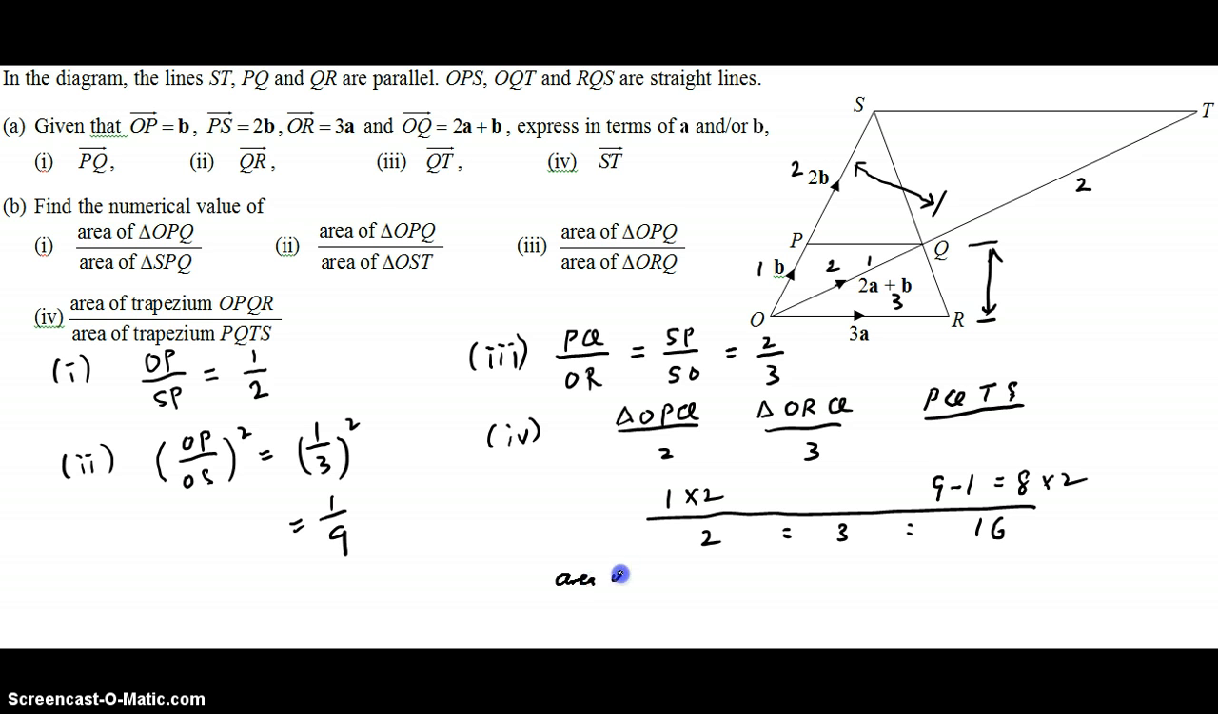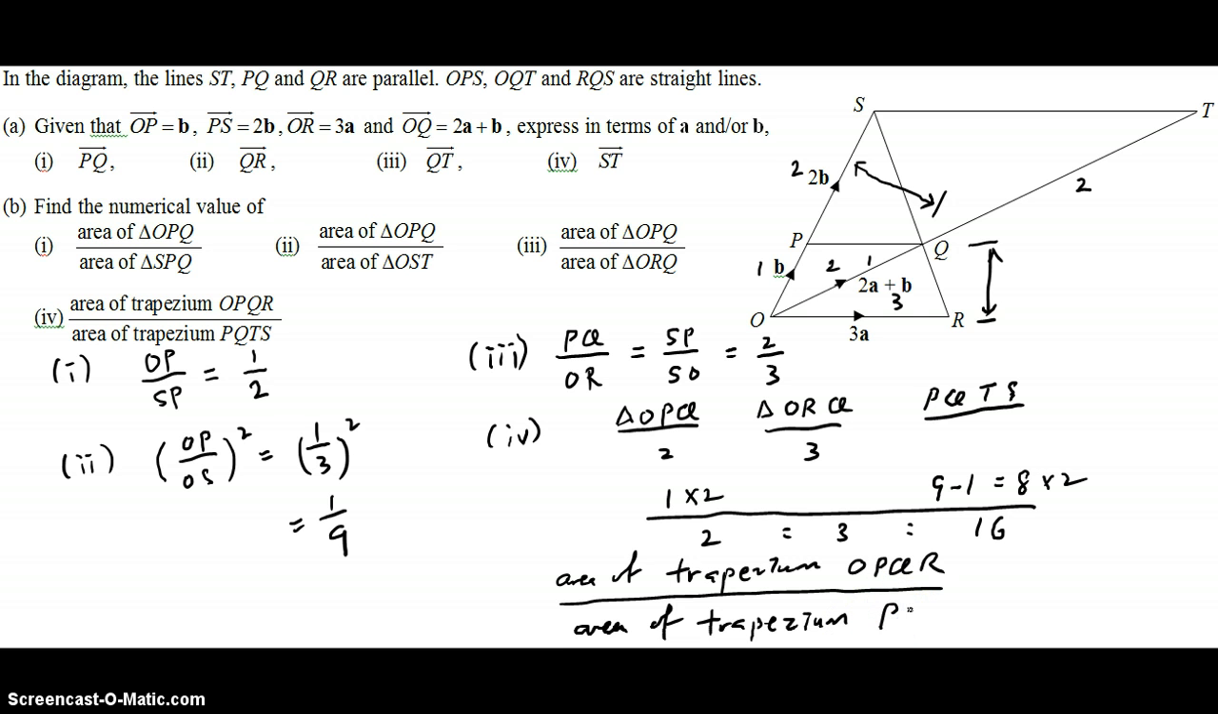So therefore the ratio of the area of trapezium OPQR over the area of trapezium PQTS is equal to, so OPQR, if you add this together, will give you 5 units. PQTS is actually 16 units. So therefore the answer is 5/16. Okay, done.